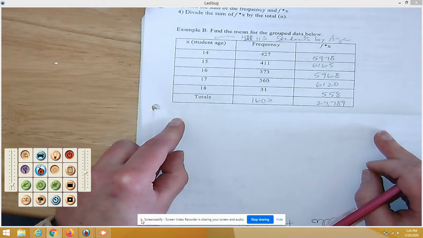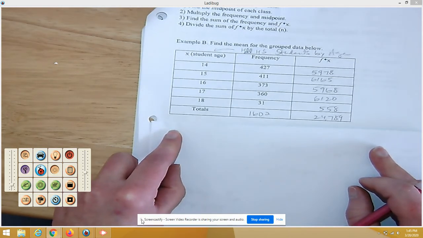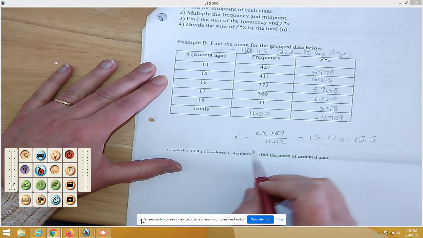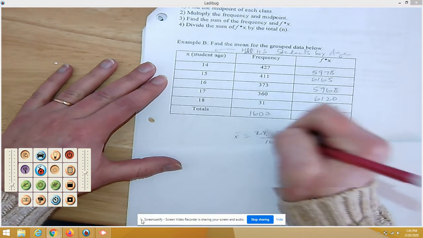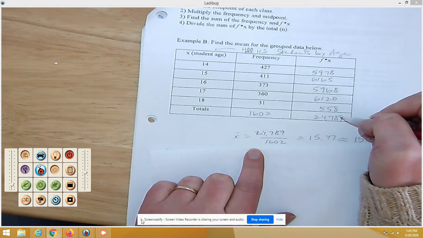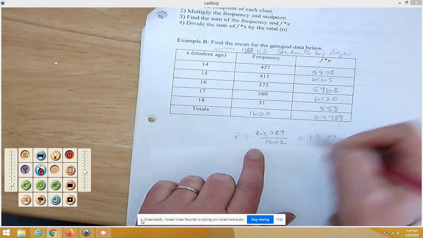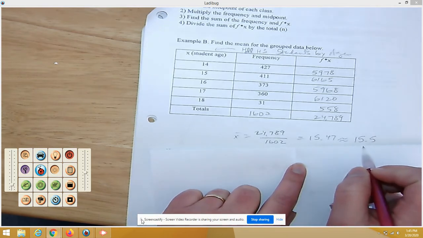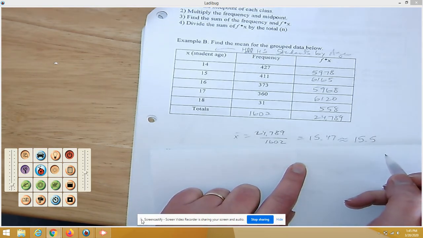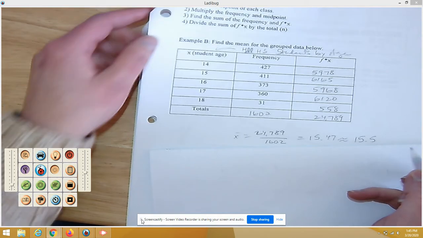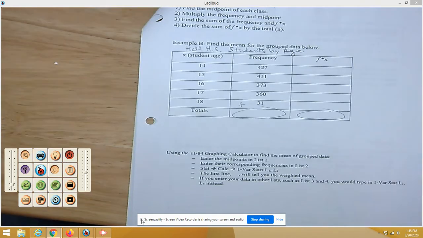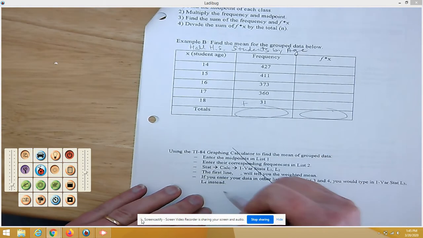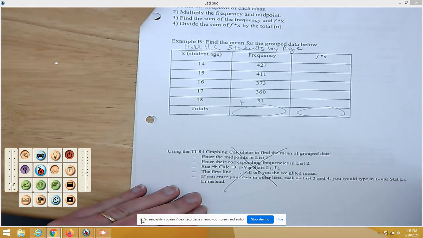Okay, and now what you're going to do is you are going to take, for X bar, the total of this column, the multiplication, which is the 24,789, and divide by the frequency, and same thing, you get 15.47, which is about 15.5. Okay, feel free to pause the video at any point in time as you need to. I'm assuming you don't have the TI-84 graphing calculator, so we're just going to skip that.